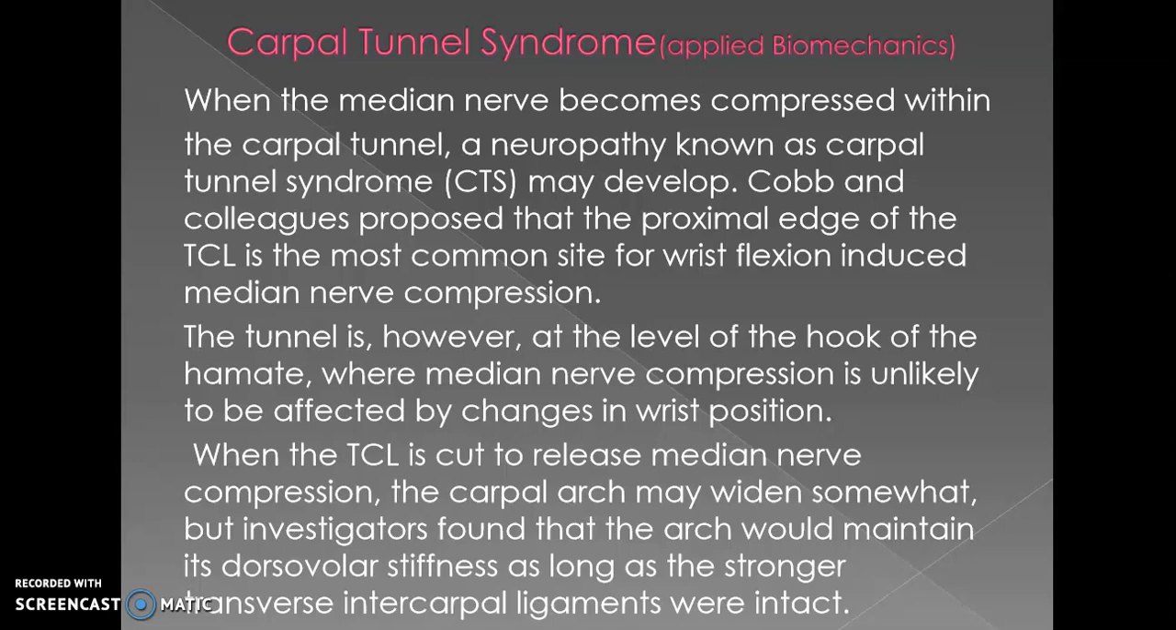Cobb and colleagues propose that the proximal edge of the TCL is the most common site for wrist flexion induced median nerve compression. If you ask a patient to flex their wrist joint, the compression increases, and the symptoms, mainly pain and numbness, increase. Long term pathology is weakness of the muscles supplied by the median nerve, mainly the thumb. The thenar muscles are affected, and what we call the ape thumb deformity happens.